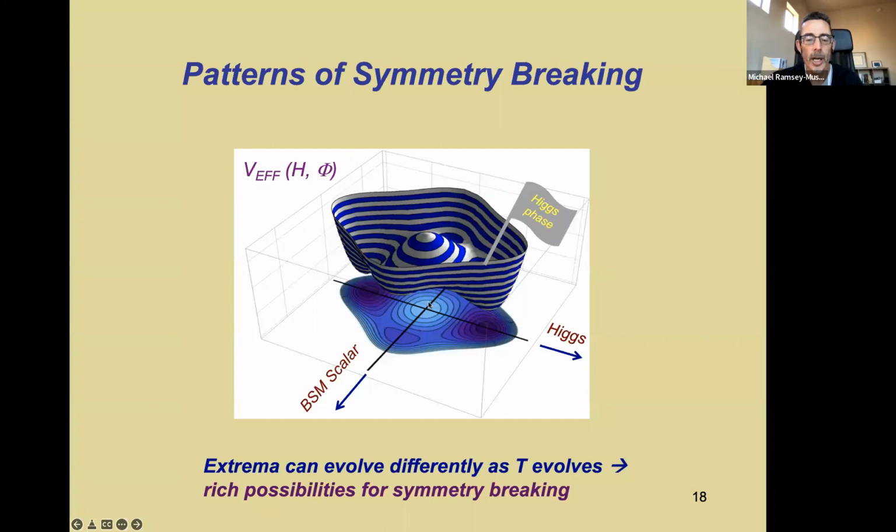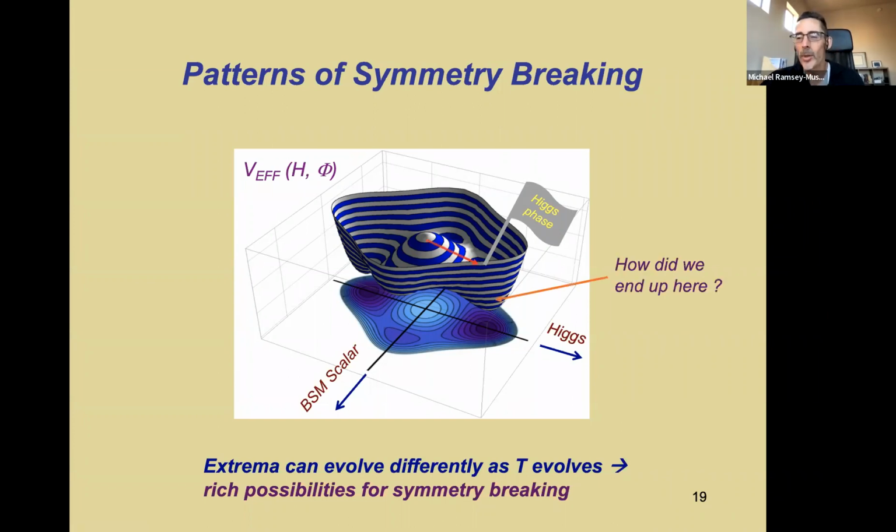So in this slide, on this axis here is the BSM scalar axis. On this axis here is the Higgs axis. This is how the potential might look today. We have to live over here in the Higgs phase. At high temperature, we would have started at the origin. And the question is, how do we get there?